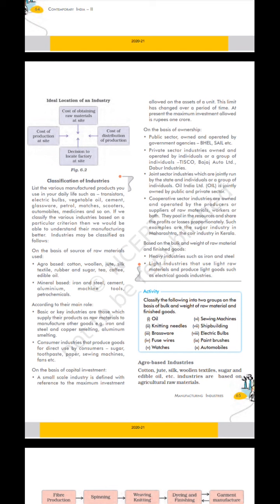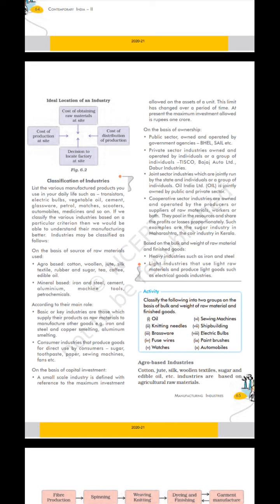According to their main role, basic or key industries are those which supply their products as raw materials to manufacture other goods, for example iron and steel, copper smelting, aluminum smelting. Consumer industries produce goods for direct use by consumers: sugar, toothpaste, paper, sewing machines, fans, etc.